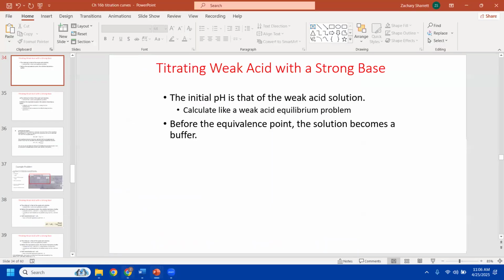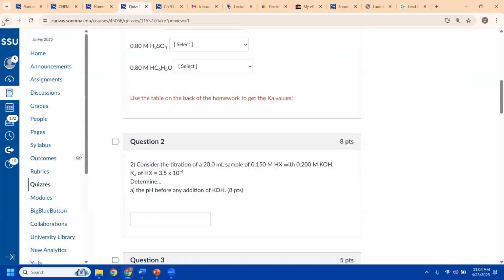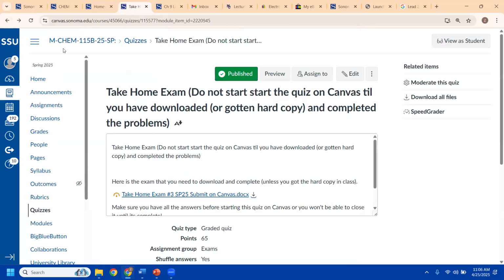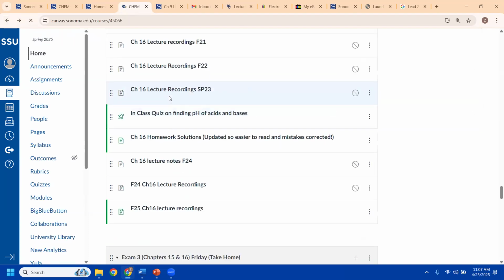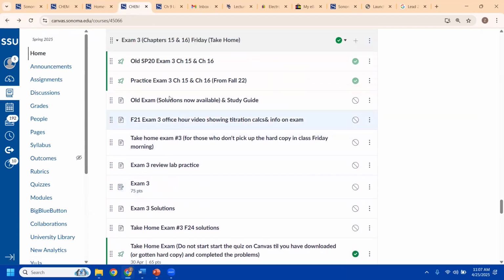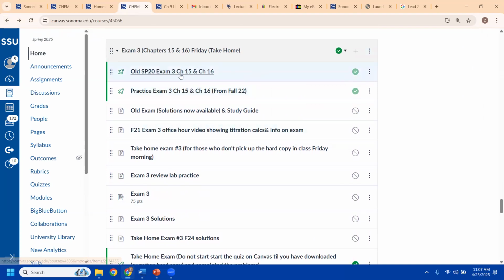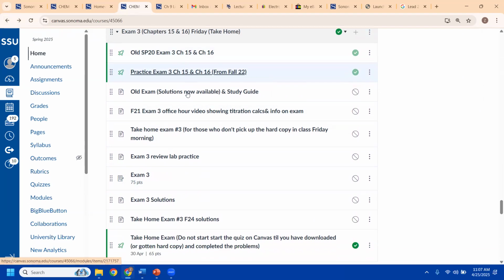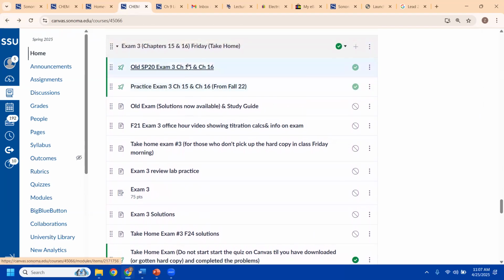Everyone good? Okay, the other thing I wanted to show you about this was on here. So I said you can't use any internet, but you can use Canvas. If you look at this exam 3, there is an old practice exam. Here's a practice exam. You can look at these and they might have solutions. I don't know if they have the solutions. I might look and see fall exam 3.